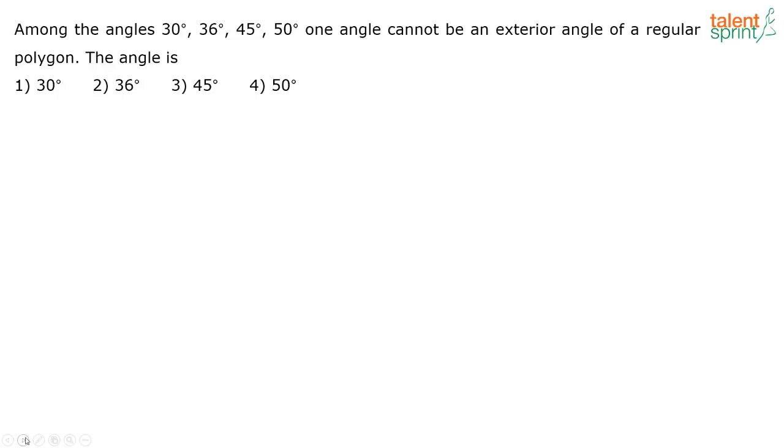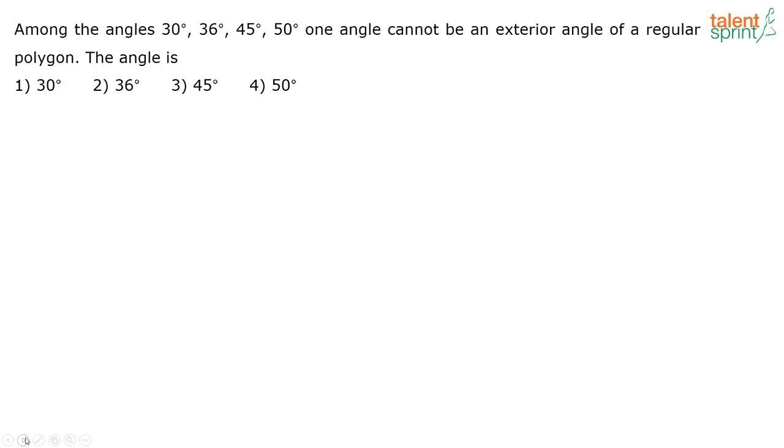Next. Among the angles 30, 36, 45 and 50, one angle cannot be an exterior angle of a regular polygon. The angle is dash. See, when it comes to geometry, I would suggest that whenever you come across formulas, concepts or theorems that you feel will be useful, write them down in a notebook. Just before the examination, you can skim through all of them, because in SSC CGL geometry has a lot of weightage. So you have to know all these theorems and concepts.